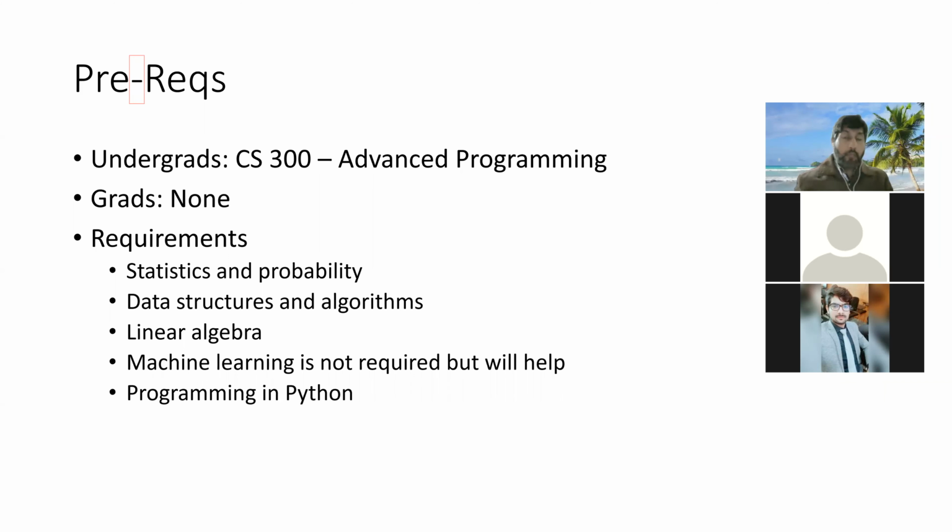Okay, very quickly, the prereq for this course. For undergrads, I have placed CS300 as a prereq. CS300 is advanced programming. The idea behind placing CS300 is that you should have a solid background in data structures, which is CS202, as well as first programming, which is CS200, and maybe some other CS courses as well before you go ahead and take CS300. So that's the idea behind making CS300 a prereq. For graduates, of course, I'm assuming that you have a CS background or a related background, so there's no formal prereq for that.